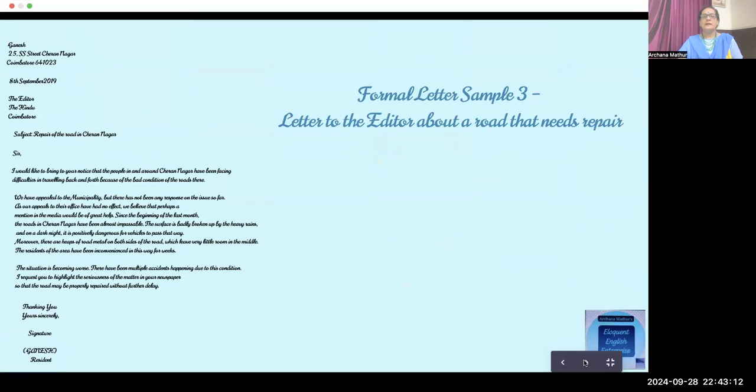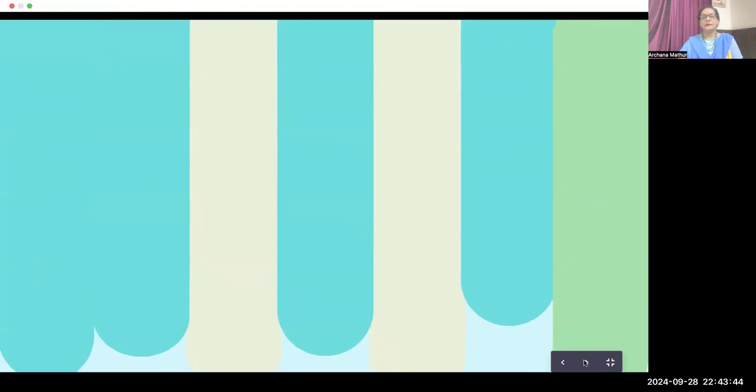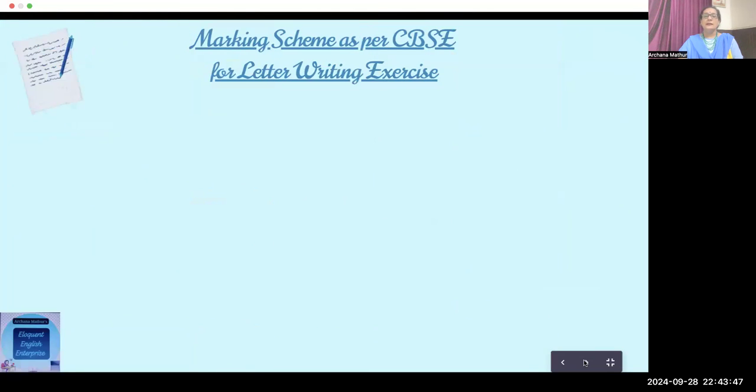The third sample is a letter to the editor about a road that needs repair. Again, you could probably pause, take a picture and then enlarge it and see it for yourself. So it's from Ganesh in Coimbatore. He writes to the editor of the Hindu, Coimbatore, and then he signs off towards the end. So see, it's short and crisp, but the sentiments, the feelings, the thoughts have all been conveyed pretty well over here.